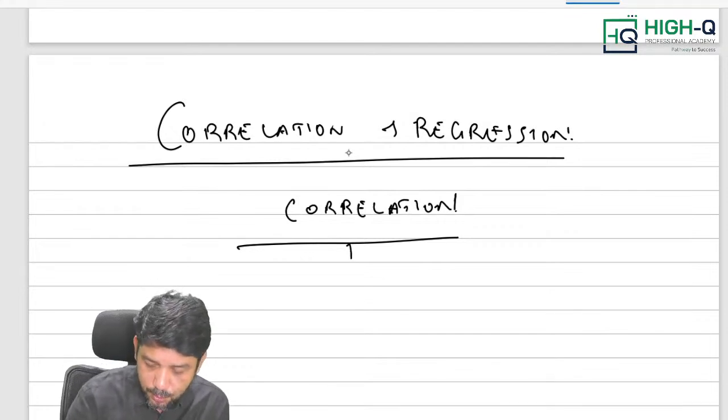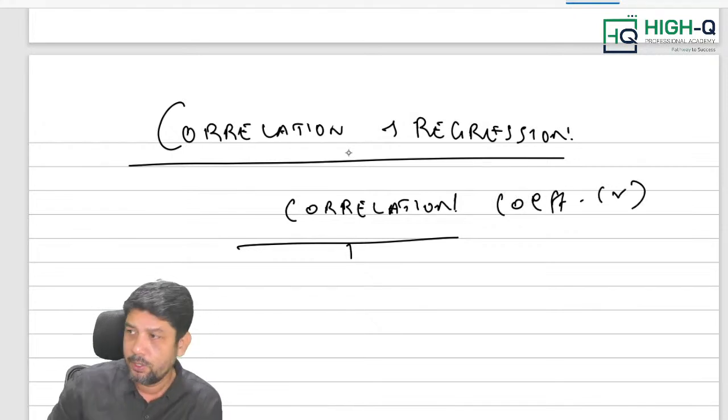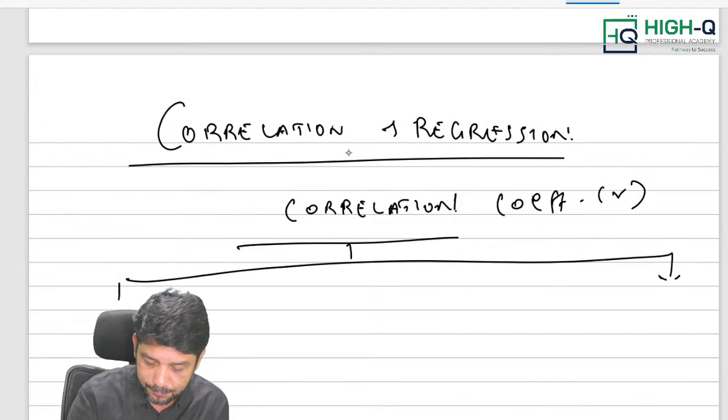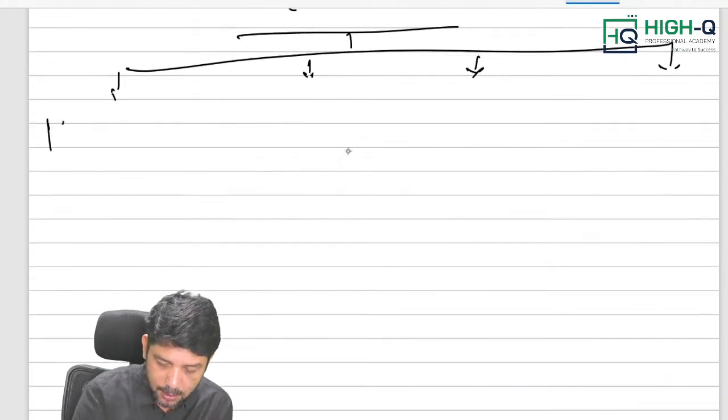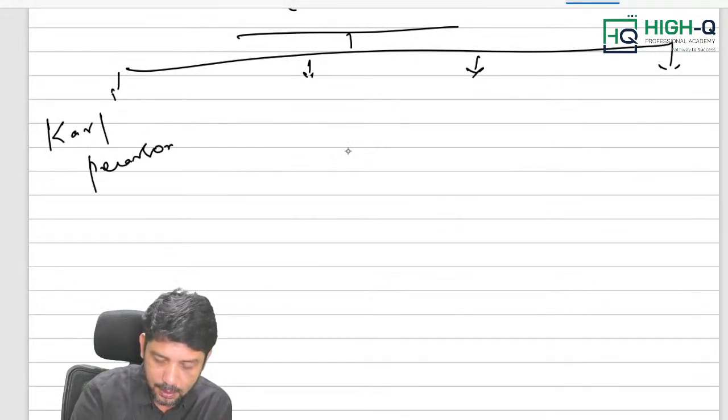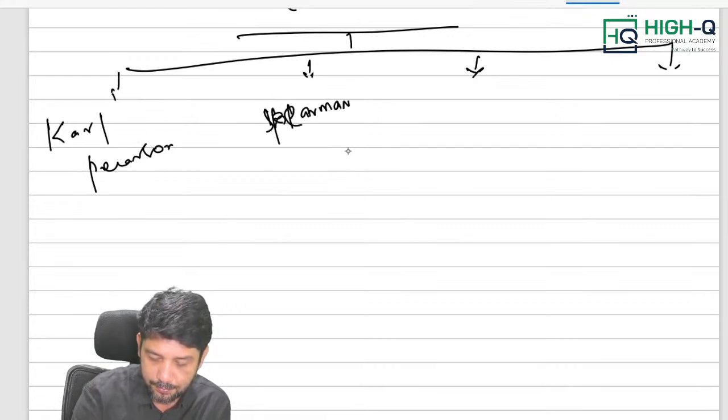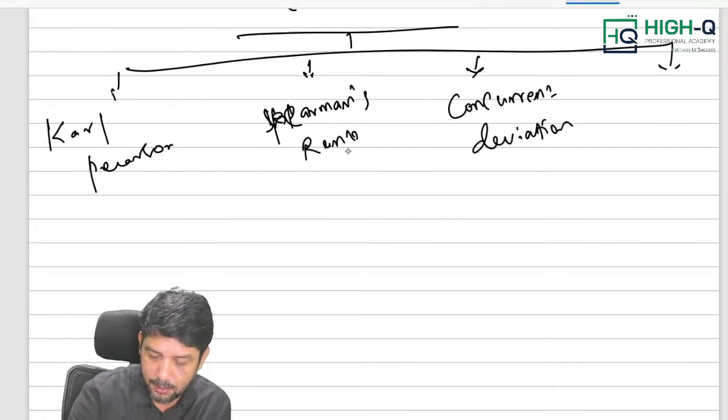See, there is the correlation coefficient, right? And we denote it by R. So here there are 4 types. One is Karl Pearson's coefficient of correlation, the second one is Spearman's rank correlation, the concurrent deviation method, and finally, my dear, the scatter diagram.